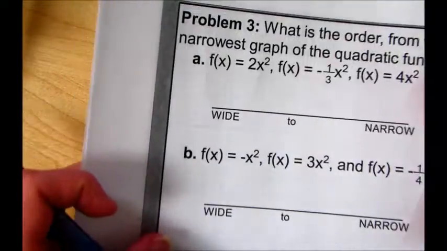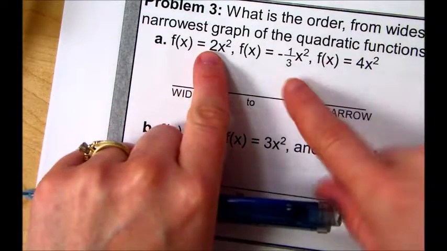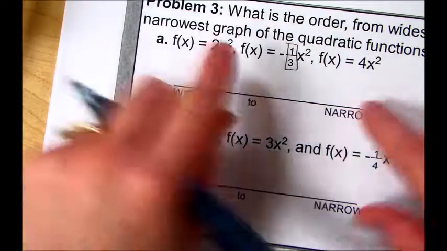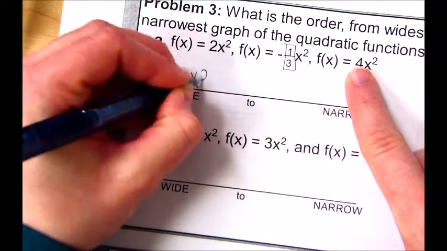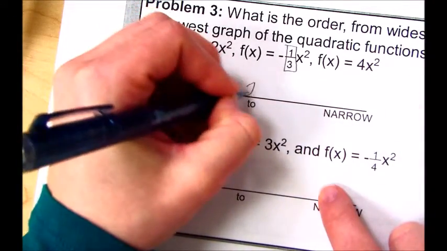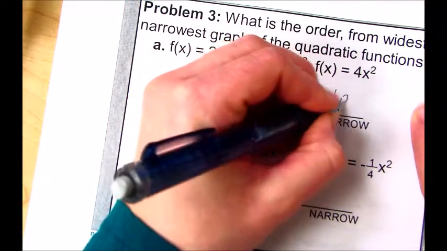Problem 3. Put this in order from widest to narrowest. So you see how we have this little guy, this 1/3? He's the widest between 2 and 4. So the widest is negative 1/3 x squared. Now, the 2 is the next smallest, so 2x squared. And the narrowest is the big 4.